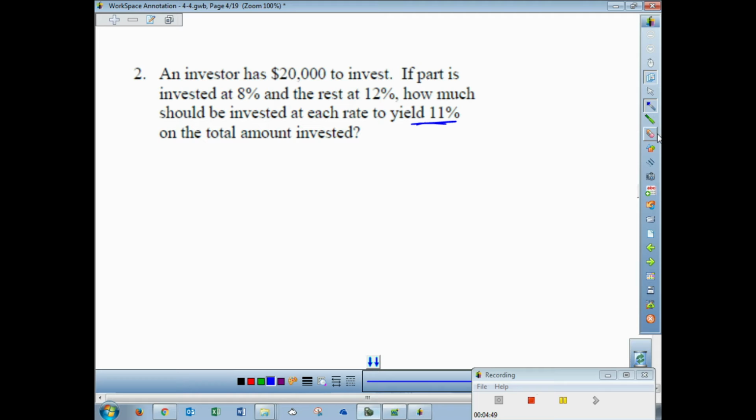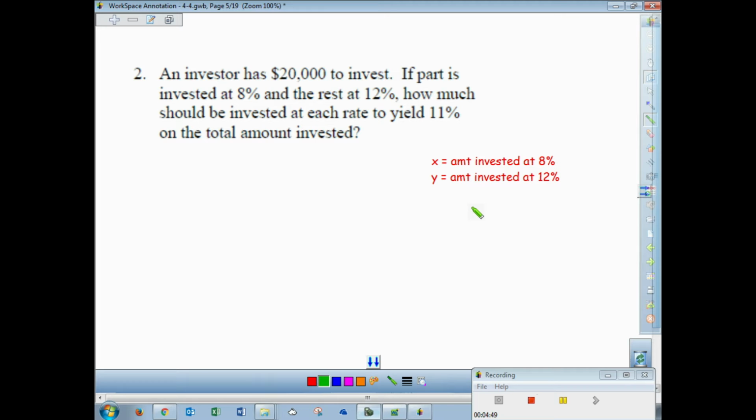So let's go one step at a time. Let's define our variables. They say how much should be invested at each rate. So basically we've got the two rates, the 8% and the 12%. That's what they're mixing together. I don't know how much at each, so let's define some variables. Let x equal the amount invested at 8%, and y be the amount invested at 12%. Again, no shortcuts. Don't say x equals 8% and y equals 12%. It's nice and accurately defined. x is the amount they invested at 8%, and y is the amount they invested at 12%.